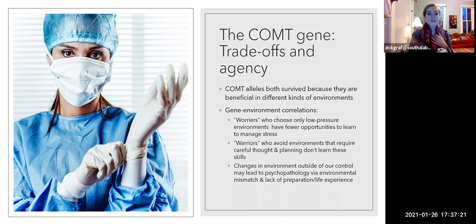Whereas warriors, similarly, when they're forced into a situation where they actually have to like focus and concentrate and come up with solutions to problems, if they haven't chosen to expose themselves to that situation before, they don't have the skill. So changes in the environment outside of our control can lead to psychopathology via an environmental mismatch between our phenotype and the environment that we find ourselves in. And the ability to specialize and select your own environment can actually make this worse. Because when something happens outside of your control and you've selected into an environment that makes you maximally comfortable, once you're forced out of your comfort zone, it really impairs your functioning.